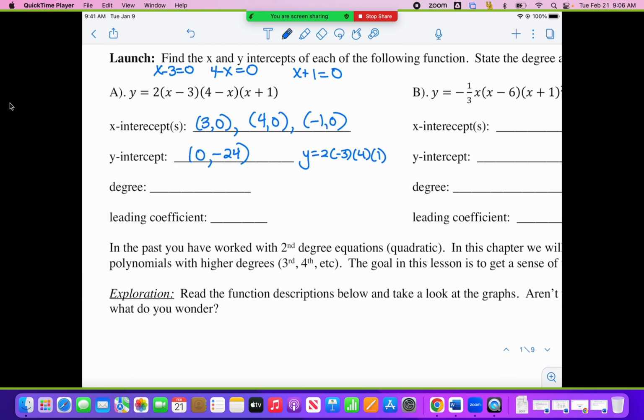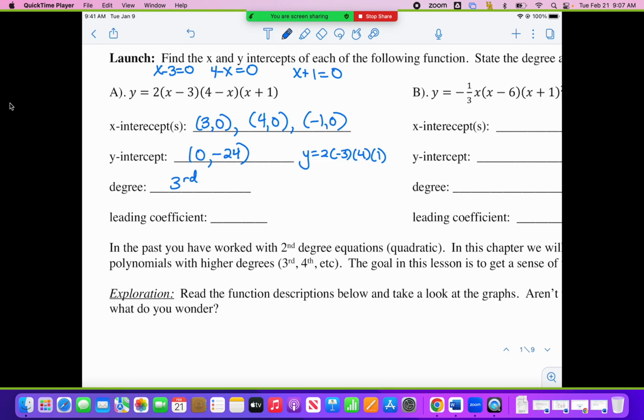Elise, how would I figure out the degree if I have it in a factored form? Well, I could multiply it all the way out, but I'd rather not. Is there another way we could figure it out without multiplying it all the way out? Good job. How many x's are there? I have 1, 2, 3, so it's third degree.